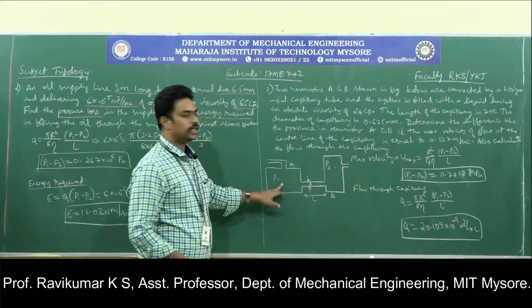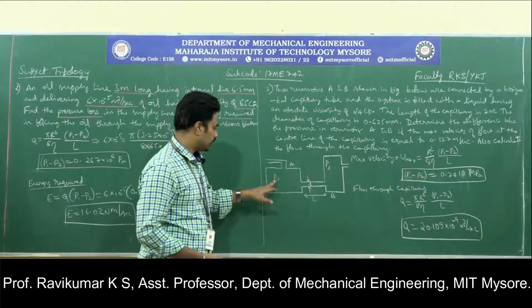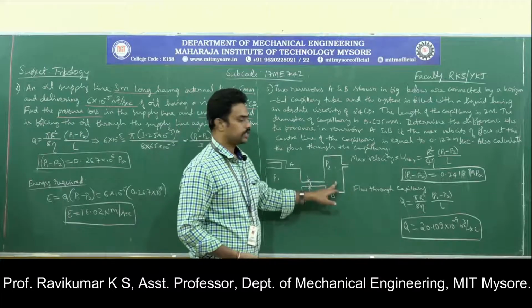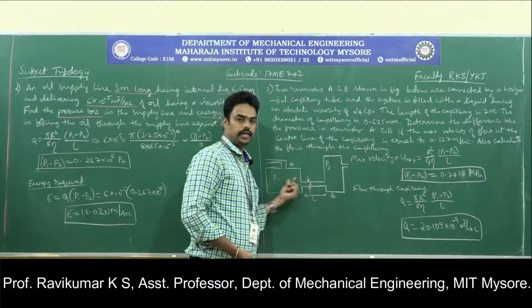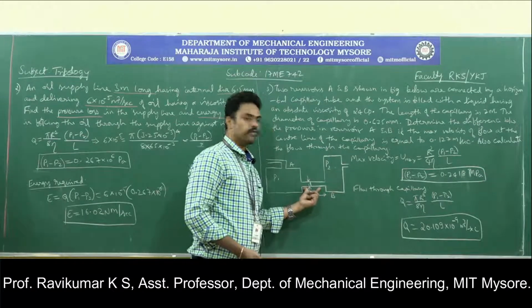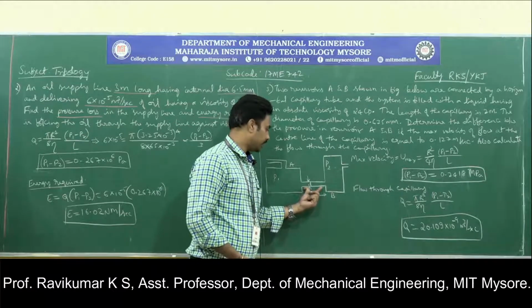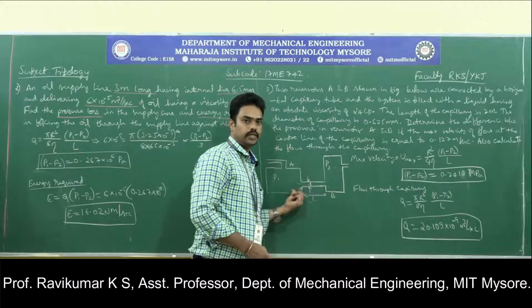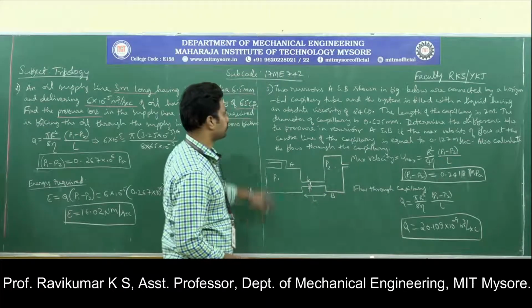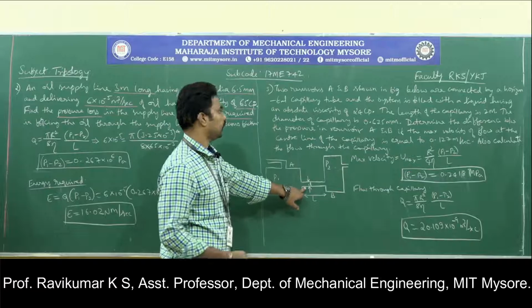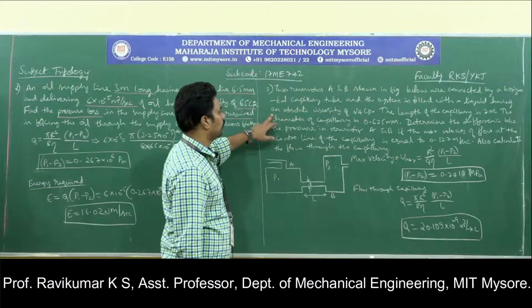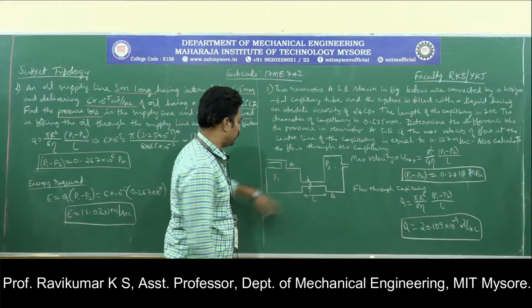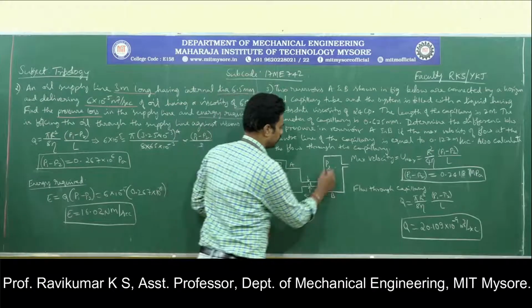Therefore, the pressure at reservoir A, consider it as P1, and pressure at reservoir B, consider it as P2. So P1 and P2 will be the initial pressure and the final pressure for this capillary. This is the capillary which is in between reservoir A and reservoir B. That is the horizontal capillary tube, and the system is filled with certain liquid.